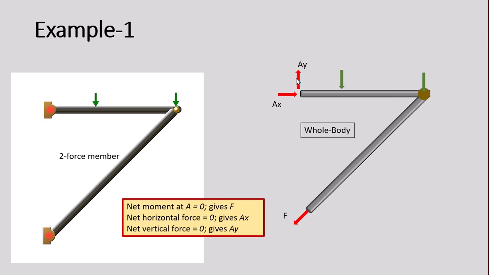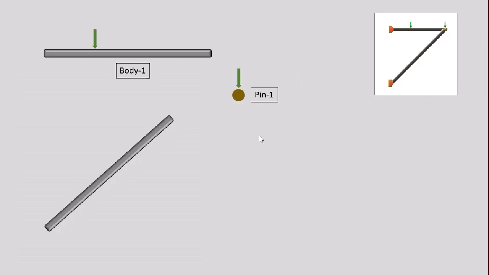So now, before we move to the next step, remember that AX, AY, and F are known. Now we are going to draw the free body diagram for the components. This structure has one complex pin, so we are going to draw a free body diagram for the complex pin, free body diagram for the horizontal member, and free body diagram for the two force members. So altogether we will have three free body diagrams. Here's the pin, here's the horizontal member, two force member.